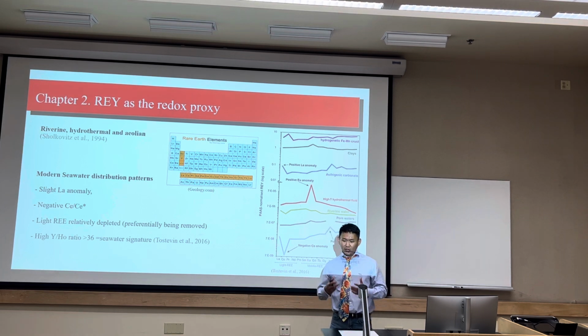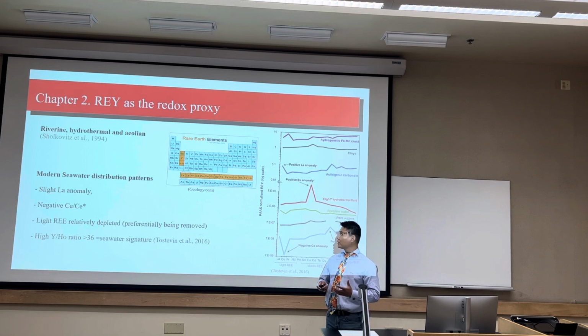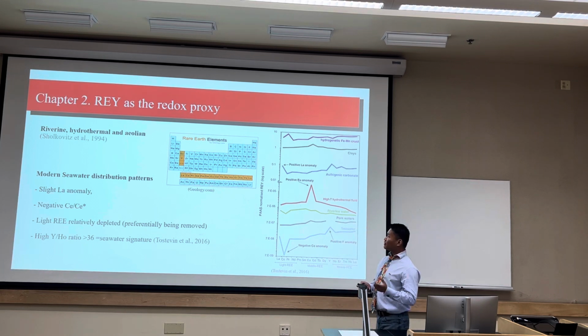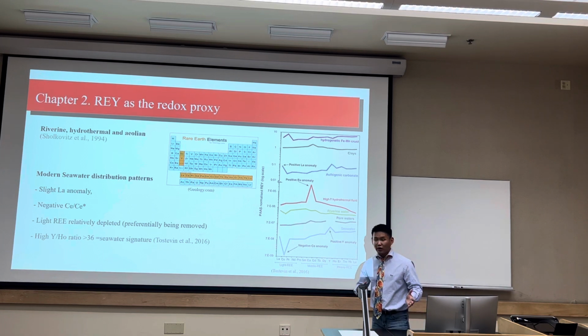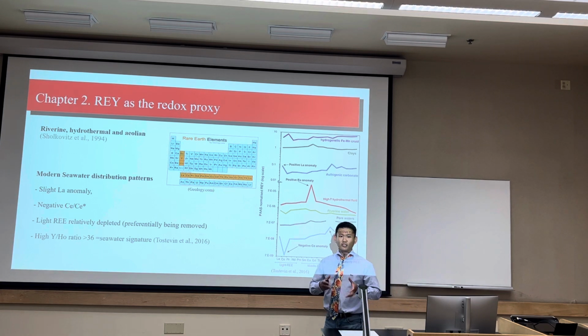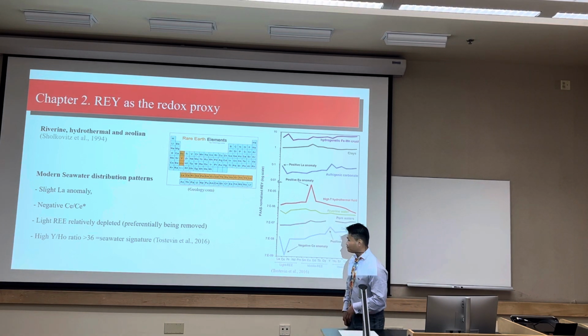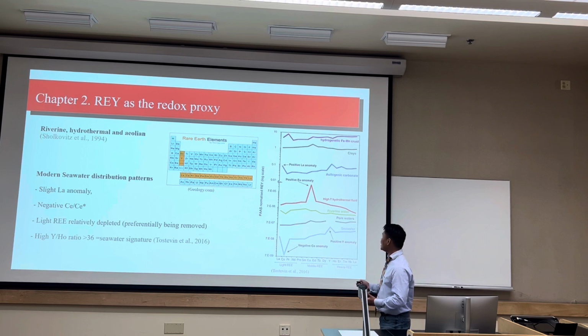proxy. Before we learn about the REY as a redox proxy, let's learn the background information of the REY. The rare earth element group is the 14th element that can be found here in the periodic table. And how is the rare earth element being transported to the ocean? It can be through riverine input, hydrothermal input, aeolian input, and the major input to the ocean will be riverine input.